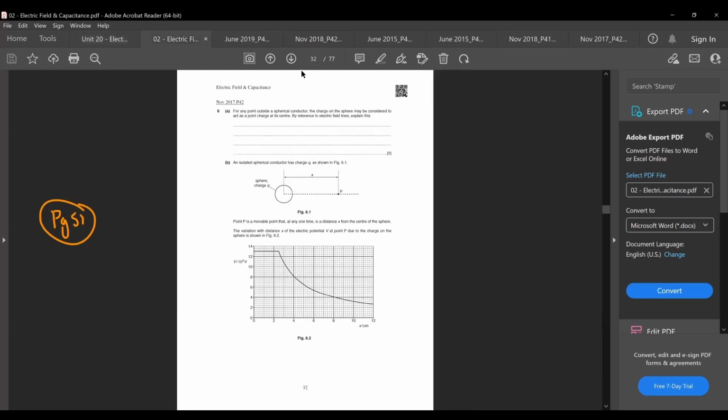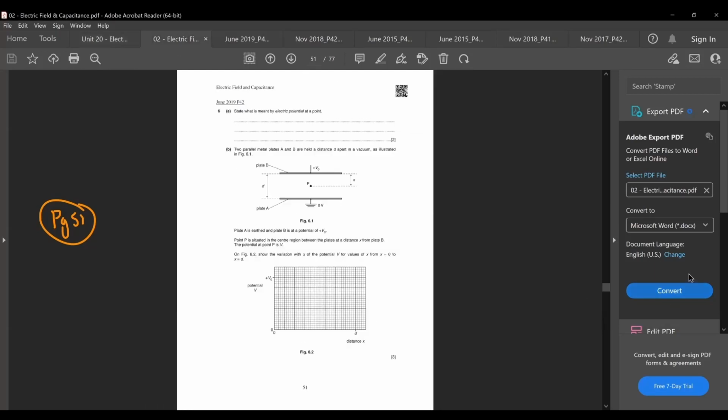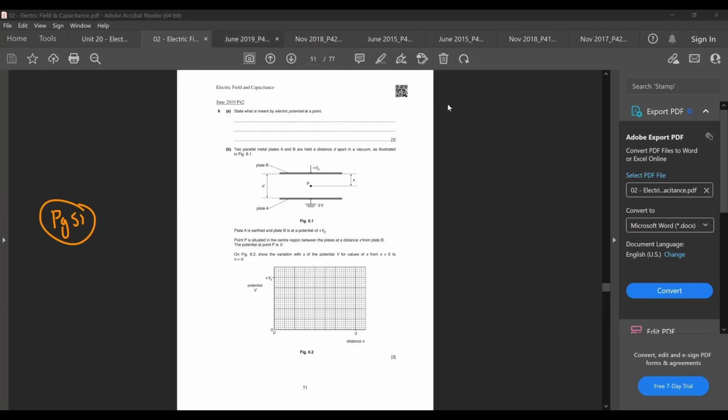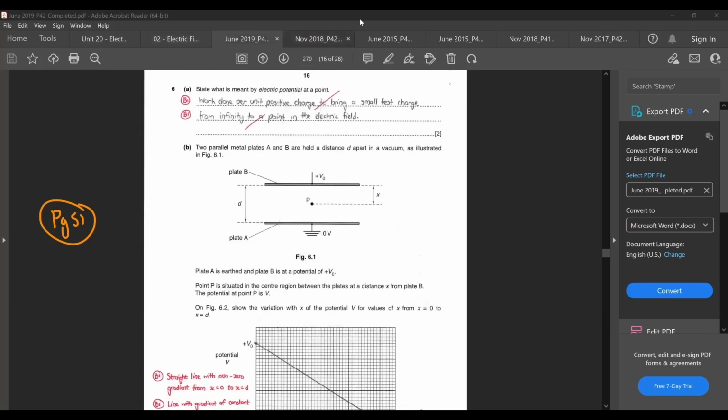So I'll have a look at page 51 of your worksheet. All right. This one is June 2019 P42. So for the first part, they ask you to state what is meant by electric potential at the point. It is work done per unit positive charge to bring a small test charge from infinity to a point in the electric field. This one I think has been done quite a few times already. Just copy the definition from the notes.